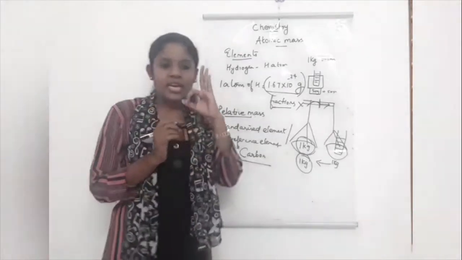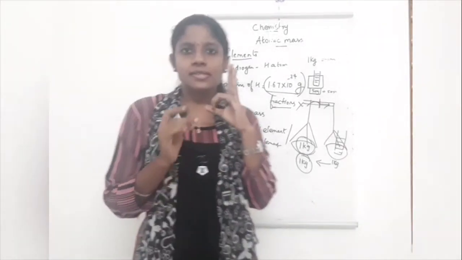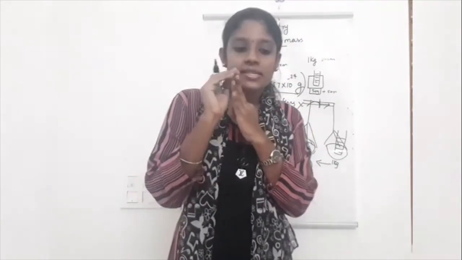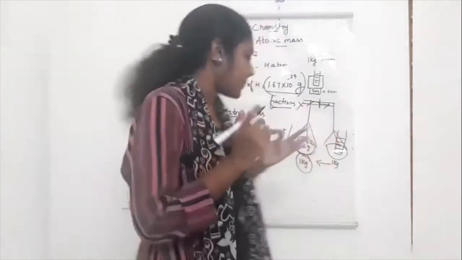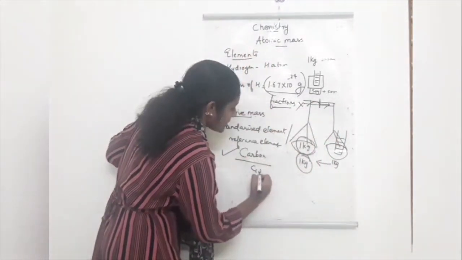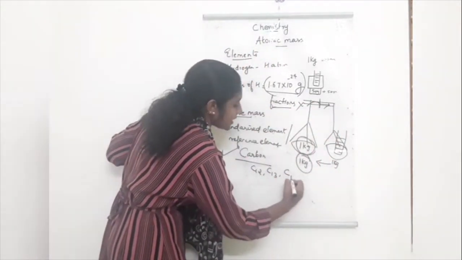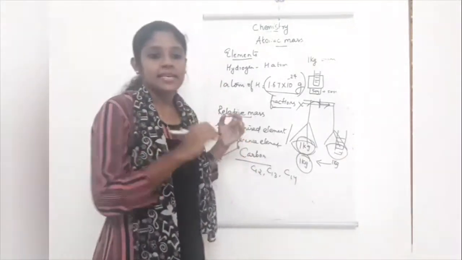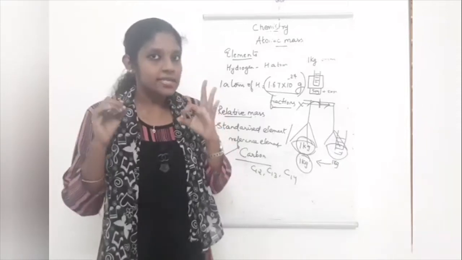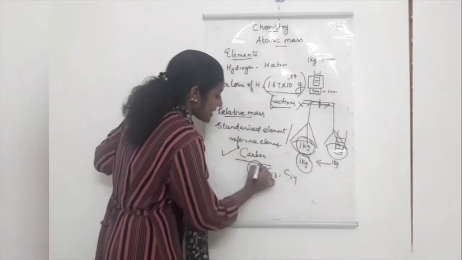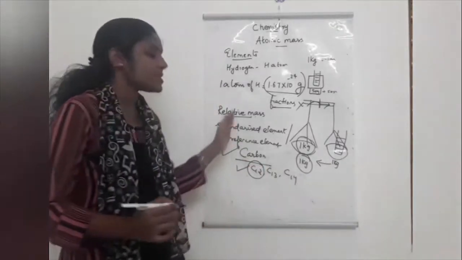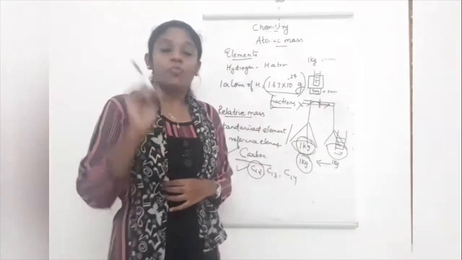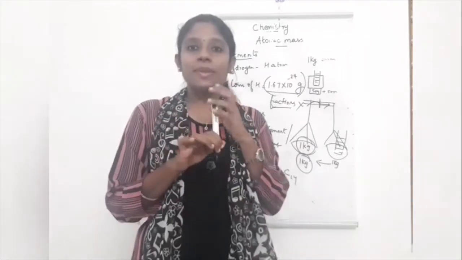What are the three isotopes of carbon? Hope you have learned this before. C12, C13 and C14 are the isotopes of carbon. From these, C12 was taken as the reference or standardized element to determine the mass of atoms. Why was C12 taken? There were many reasons.